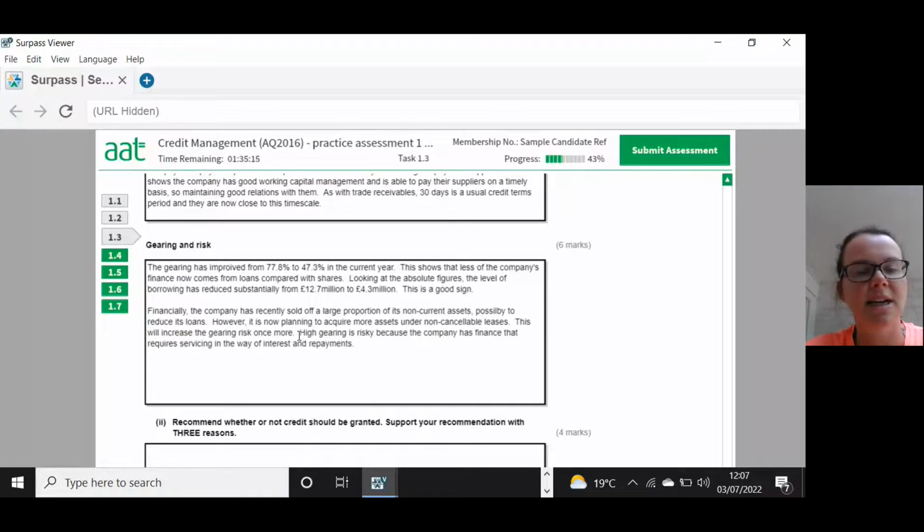So business risk. From a business risk perspective, the company needs to have non-current assets, because this is its main function.